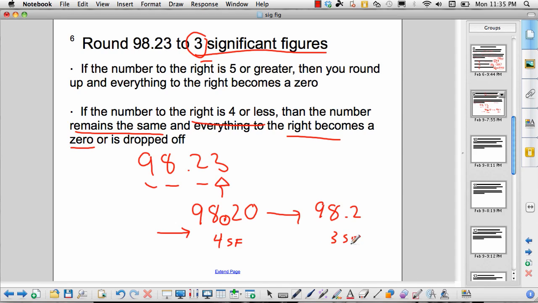So my answer is 98.2, because now if my decimal is here and I count from the left, the 9 and every number after that is significant, and I only have 3 sig figs. So 98.2 is my answer for rounding 98.23 to 3 sig figs. Let's take a look at another example.